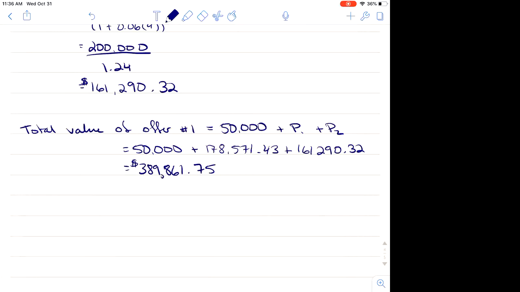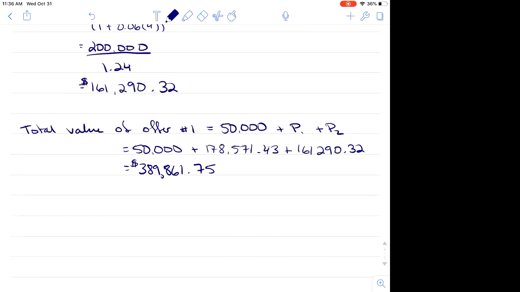Just because they're putting off paying the 200,000 and the 200,000 for some amount of time, where we could have put that 200,000 in the bank if we got it right away and gotten more than 200,000. So that's the value of offer number 1.